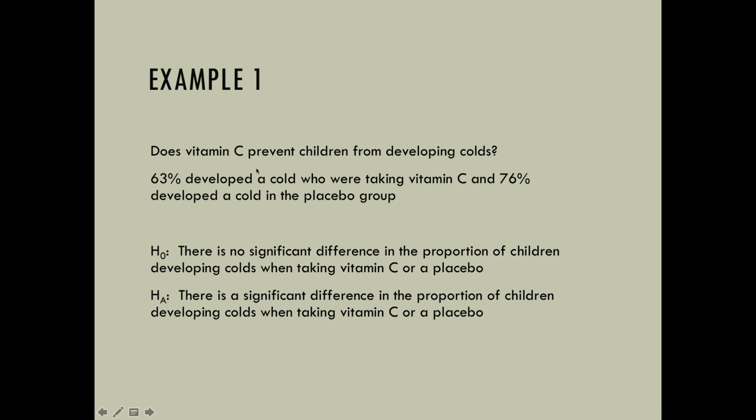Okay, so continuing that example, that's what it says here. 63% developed a cold if they were taking vitamin C, and 76% did if they did not. So here our null hypothesis is that there's no difference between the proportion of children who develop colds versus those who don't, vitamin C versus placebo, sorry. And the alternative hypothesis is that there is a difference between taking the vitamin C and not taking it. So we're hoping that the alternative hypothesis is true because we want vitamin C to work better than not taking anything. That's what we're hoping happens.